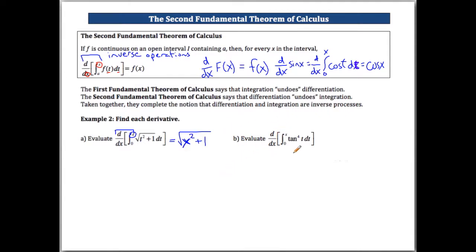Okay, I want you to try letter B on your own. Go ahead and pause the video and come on back when you're done. Should take you about 2 seconds. Alright, so you should have seen that the derivative of the integral cancels out and we're left with the tangent to the fourth of x.